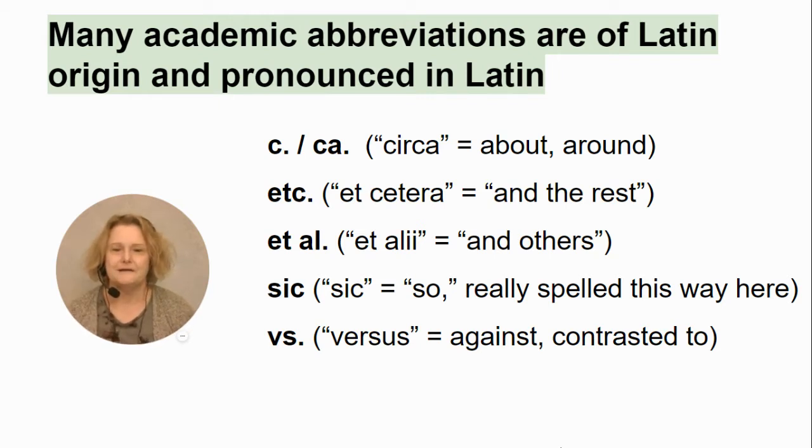So c. or ca. stands for circa, which means about or around or approximately, just as in the word circle or circumstance or circus.